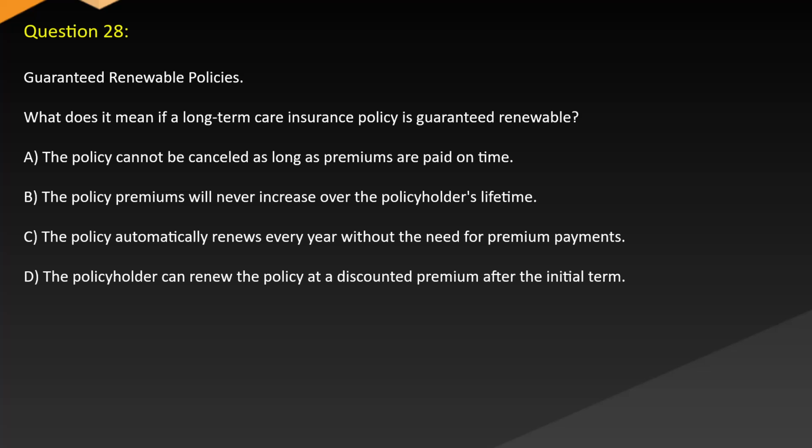Question 20. Guaranteed renewable policies. What does it mean if a long-term care insurance policy is guaranteed renewable? A. The policy cannot be cancelled as long as premiums are paid on time. B. The policy premiums will never increase over the policyholder's lifetime. C. The policy automatically renews every year without the need for premium payments. D. The policyholder can renew the policy at a discounted premium after the initial term.